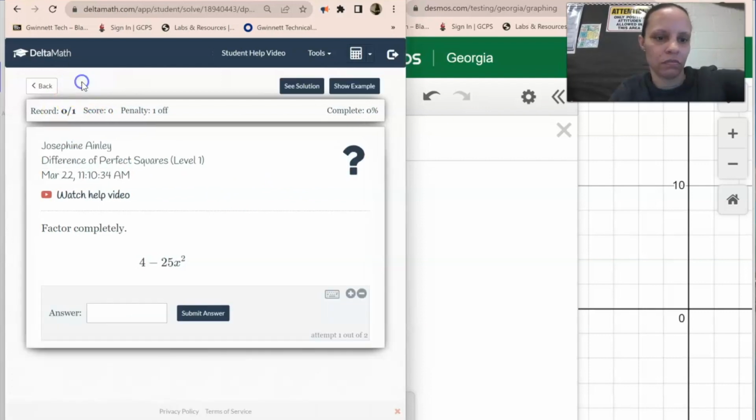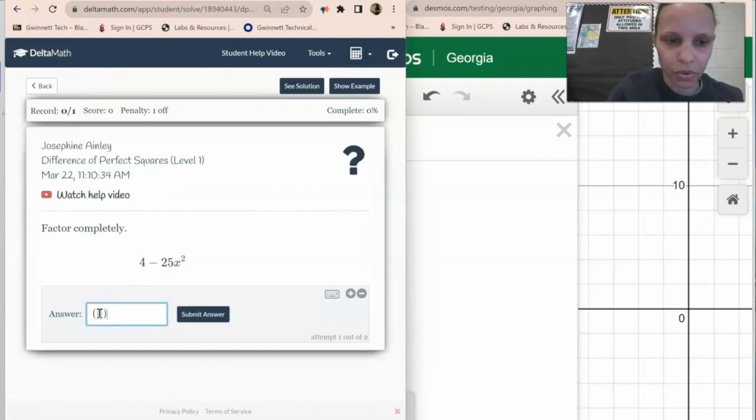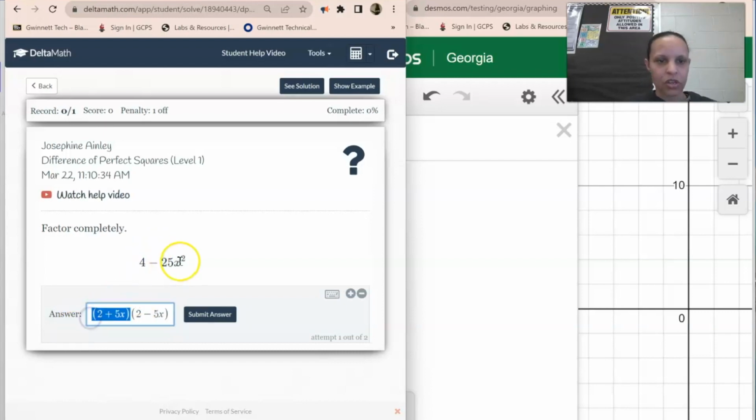All right, so again, the order is important. The square root of the first thing, so what's the square root of 4? It's 2. So I'm going to say 2 and 2. All right, the square root of the second thing, so what's the square root of this? The square root of 25 is 5. The square root of x squared is x, so it's 5x. And then plus and minus, so a plus and a minus. And that order doesn't matter, okay? So the square root of the first goes in the first position. Square root of the second goes into the second position.